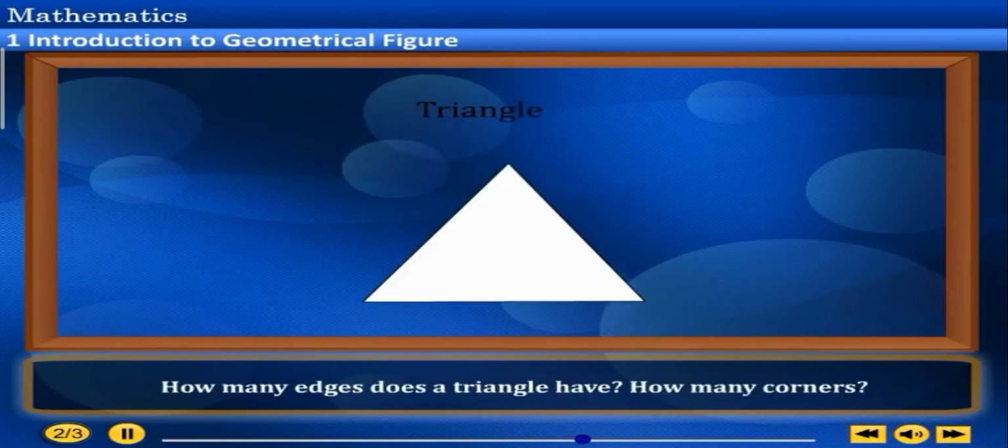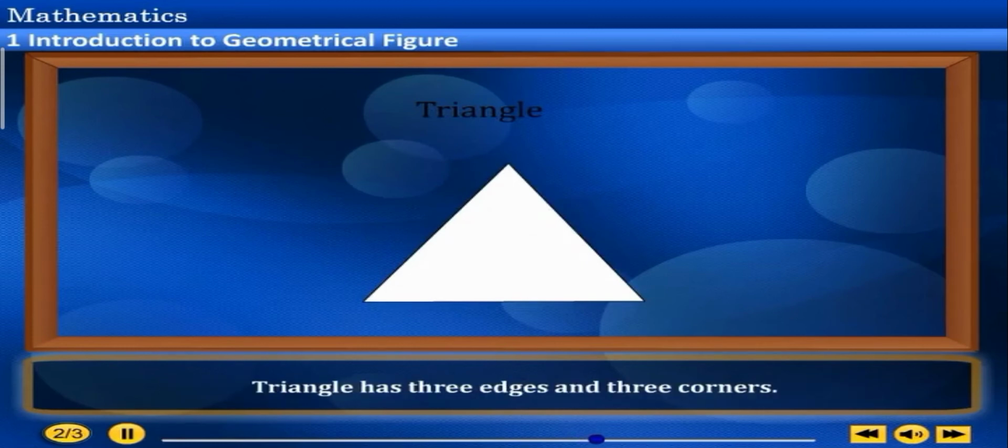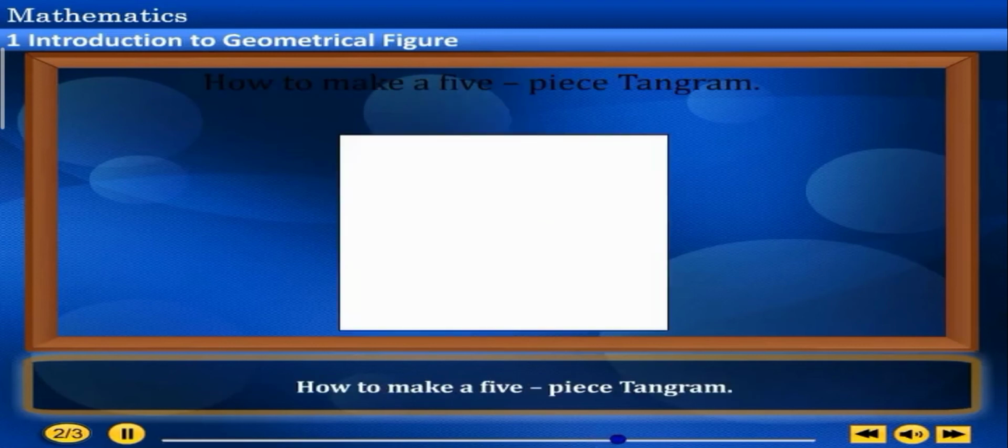Triangle. How many edges does a triangle have? How many corners? A triangle has 3 edges and 3 corners. Complete the table below. How to make a 5-piece tangram.